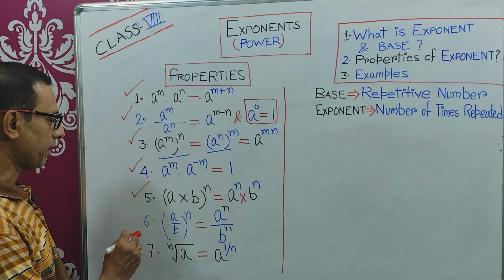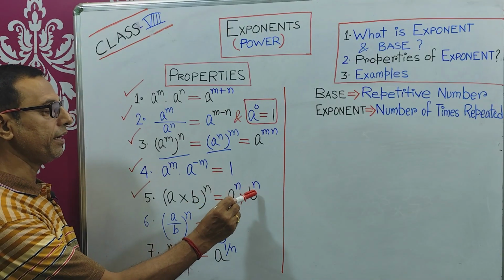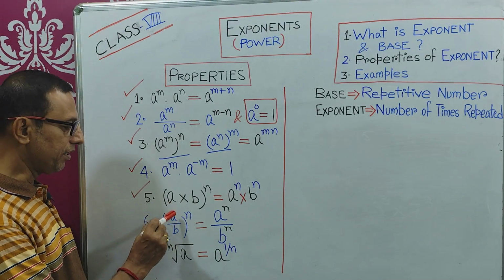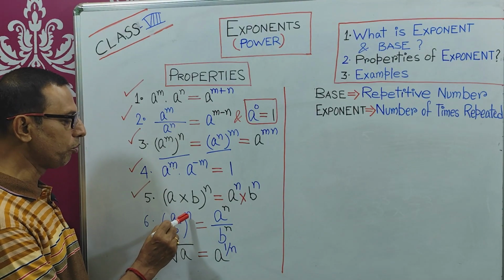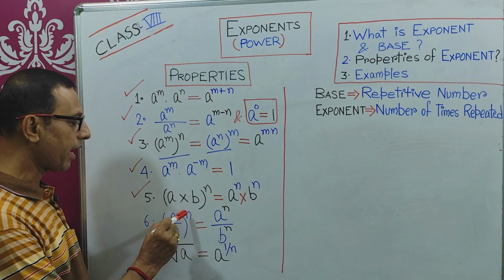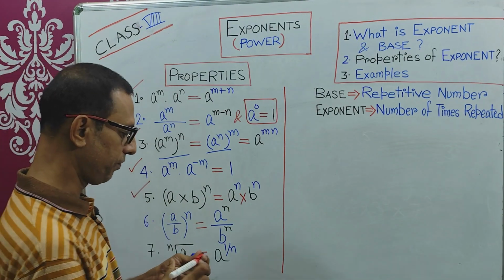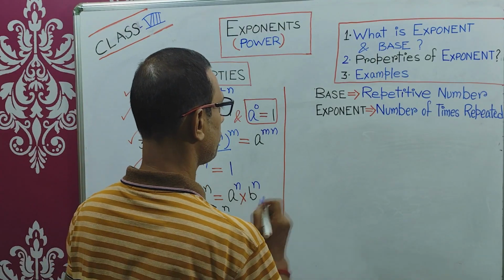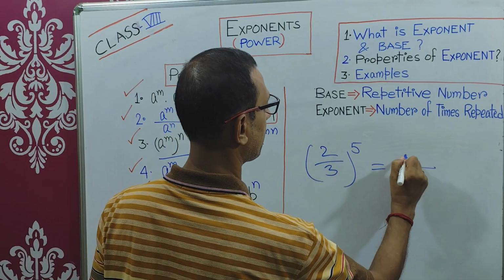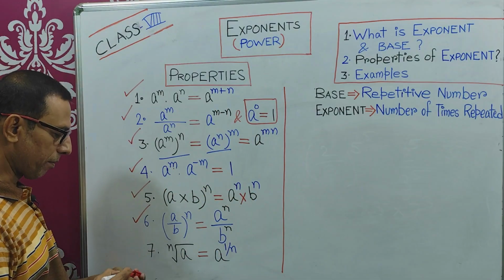Now we are coming to property 6. It was a into b whole to the power n equals a to the power n into b to the power n, distributive nature. Same distributive nature here also. If you are dividing two numbers, a by b whole to the power n, when you say whole to the power, that power is applicable to all the numbers within the bracket. So if you say 2 by 3 whole to the power 5, that means you can write it equals 2 to the power 5 by 3 to the power 5.